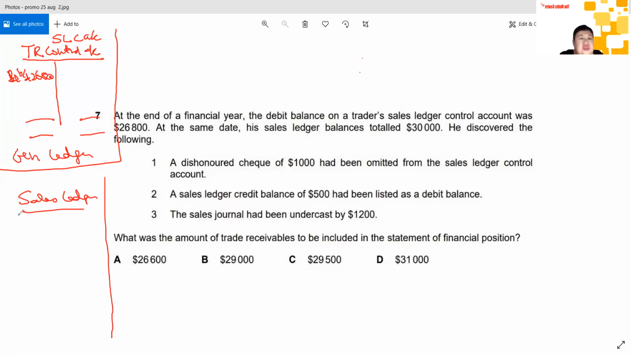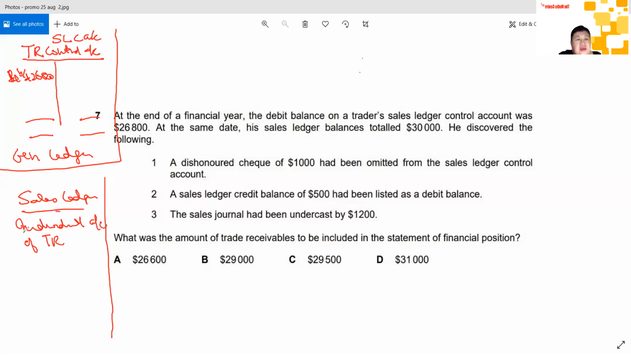Sales ledger controls individual accounts of trade receivables. So let's say if you have 100 customers whom you give credit, you will expect to have 100 individual accounts kept in the sales ledger, whether it's manual or whether it's using computer software.